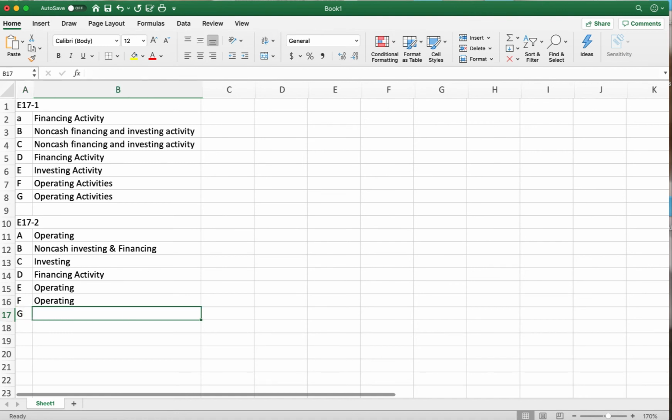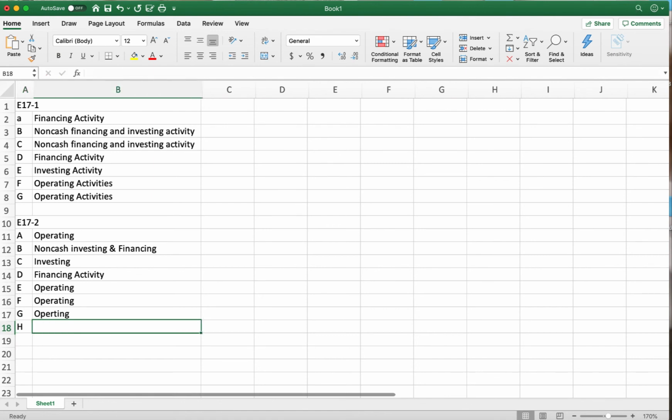Okay, let's look at G. G says receipt of interest on notes payable, right? So again, same scenario applies. What's happening here? Well, we have a note receivable. We must have lent money to somebody. They are paying us money in interest. That is an operating activity.